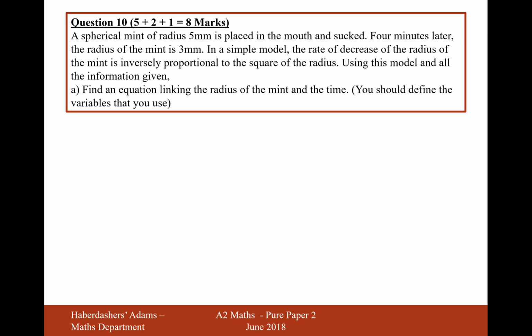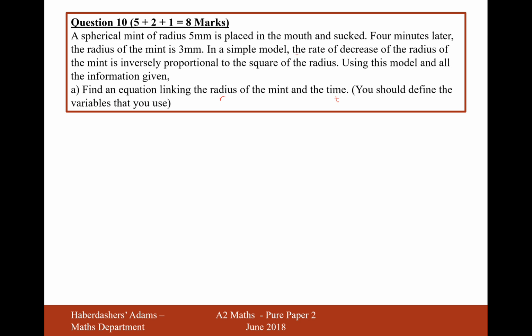In a simple model, the rate of decrease of the radius of the mint is inversely proportional to the square of the radius. Using this model and all the information given, find an equation linking the radius of the mint and the time. You should define the variables you use. So we'll define this as r and time as t. So let's go back to the question.